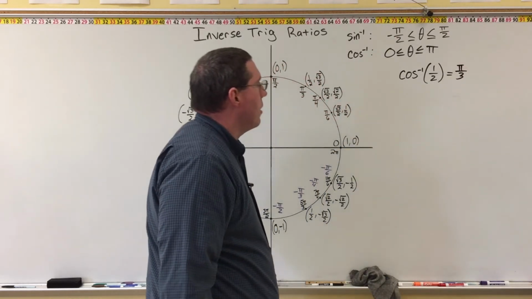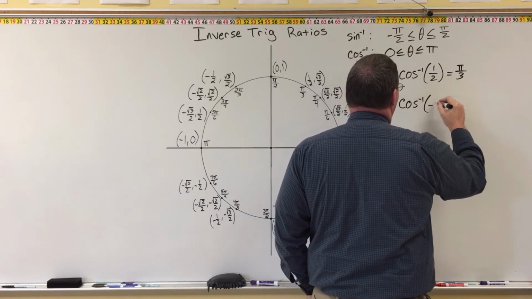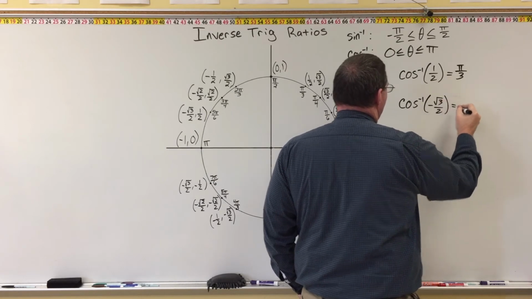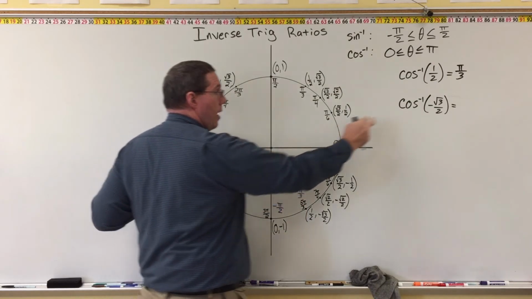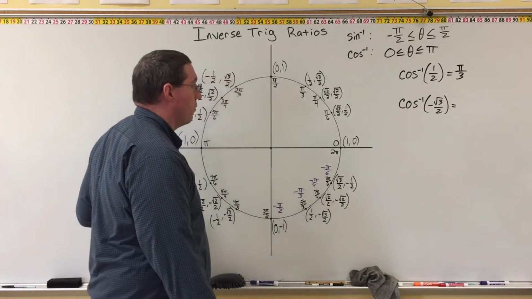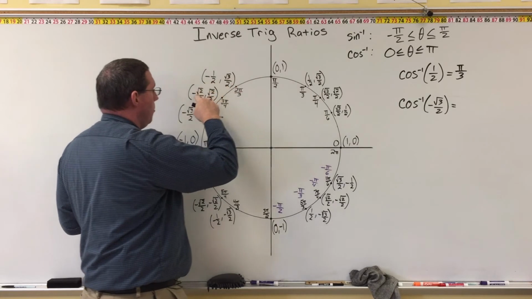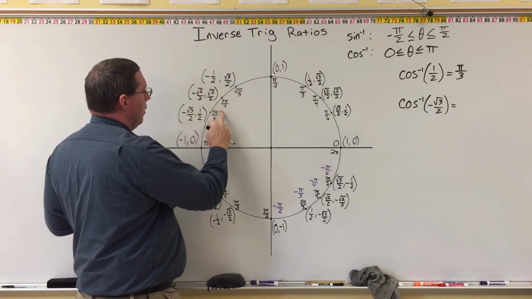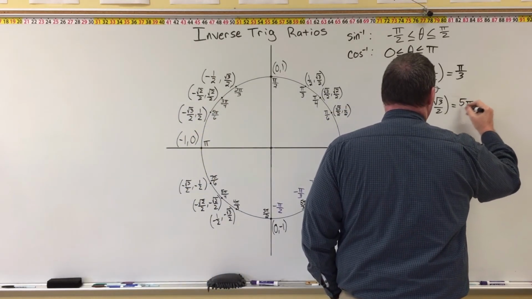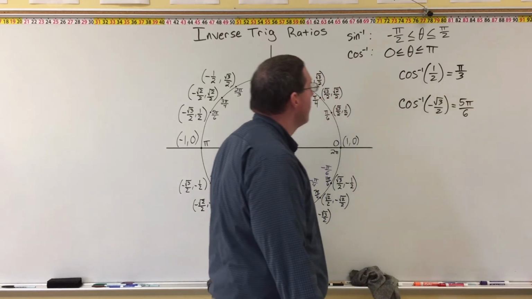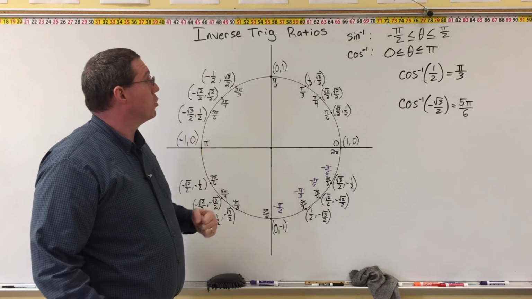Now let's try another one. What is cosine inverse of negative square root of 3 over 2? That's saying what angle measure between 0 and pi has an x coordinate of negative square root of 3 over 2. Well, this is square root of 3 over 2, not negative. Nope, nope, nope. Oh, there it is, negative square root of 3 over 2. Therefore, the answer is 5 pi over 6. The one and only answer is 5 pi over 6. All right, so that is our introduction to inverse trig ratios.